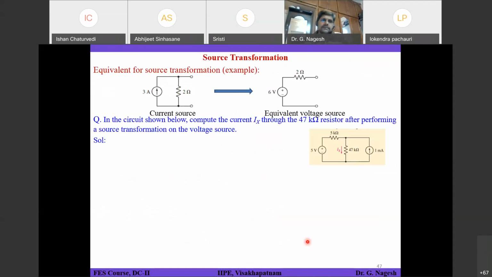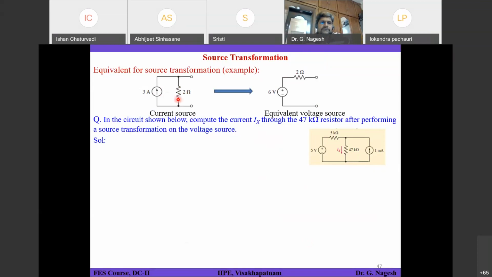Here you will see an example of source transformation. That means if you have a practical current source, as shown here, a 3 amperes current source in parallel with a resistance of 2 ohms, this 2 ohms is the internal resistance of your current source. We can actually change this circuit.